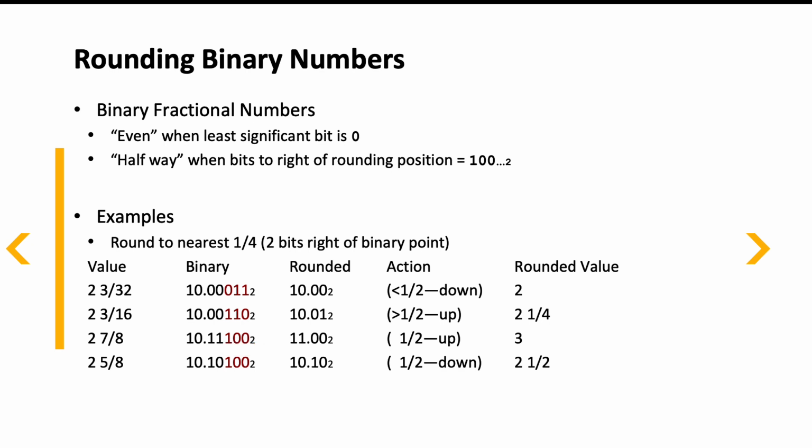This last example, 10.10100, bits in question are the 100. That matches our pattern, so we know that we're exactly halfway between the two values. If we rounded up, we'd have to add 1. We'd end up with 10.11. Again, that's an odd number, so we can't do that. So we'll go ahead and in this case, we'll round down and get 10.10.